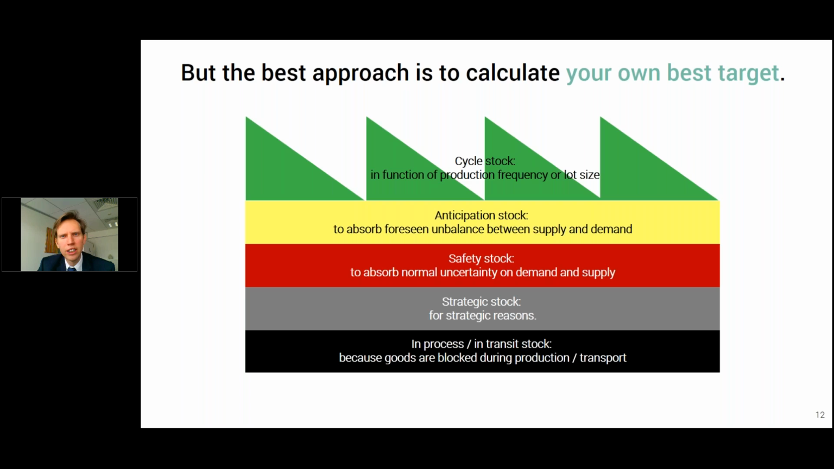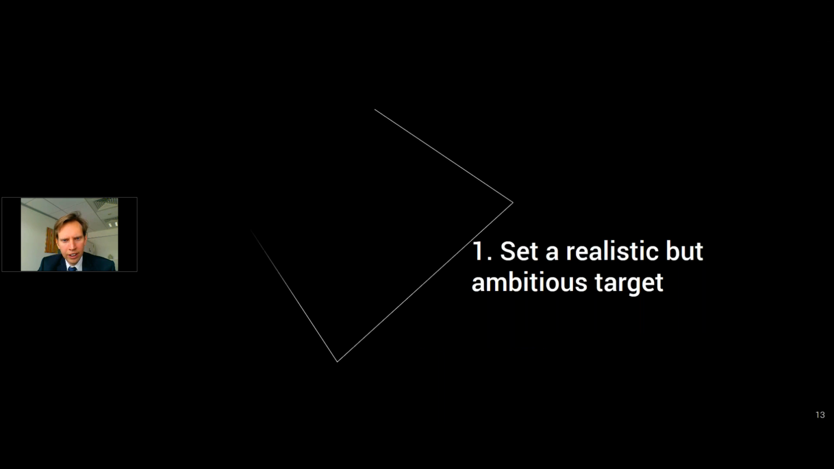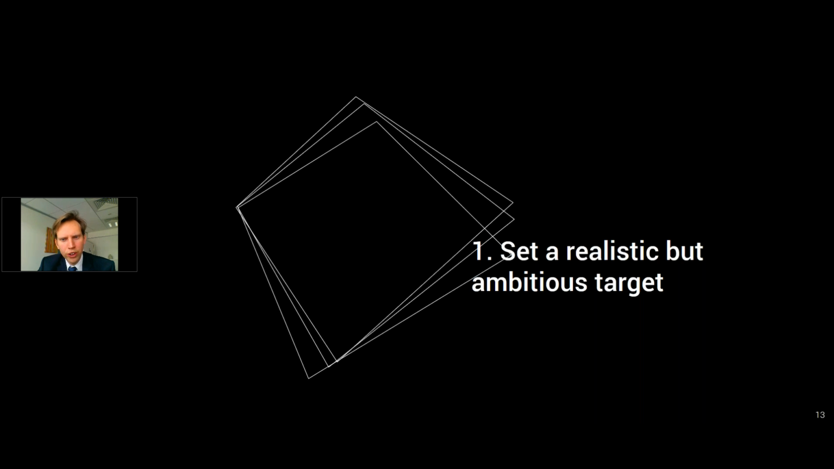And if you know these five categories, you can actually calculate a target, right? Cycle stocks is something that you can estimate, or that you can calculate, or that you might even have as master data. Safety stock is something that you can calculate, etc. But what is important here, I'll come back to this chart a couple of times, is that if you think about targets for inventories, you should think about these five categories independently, and not try to build an overall target for everything. So that's like my first recommendation.